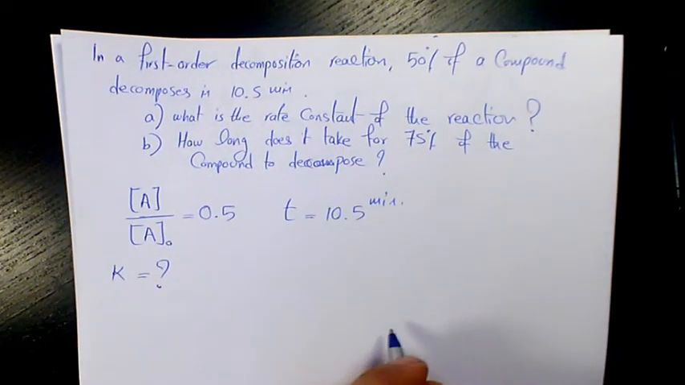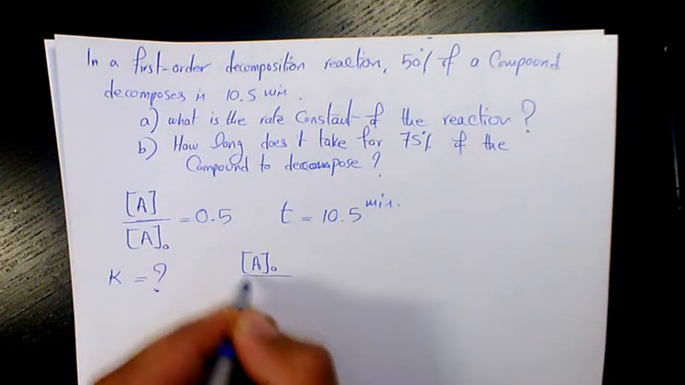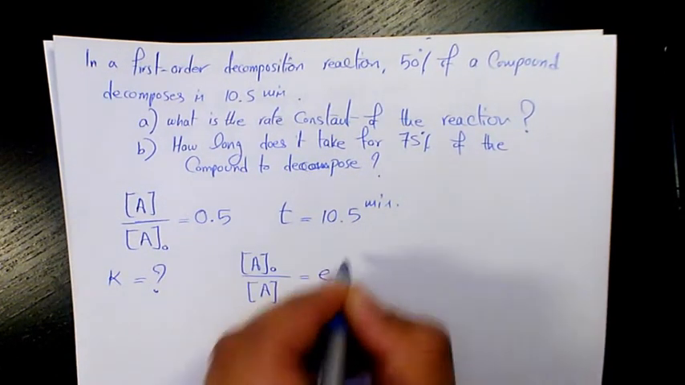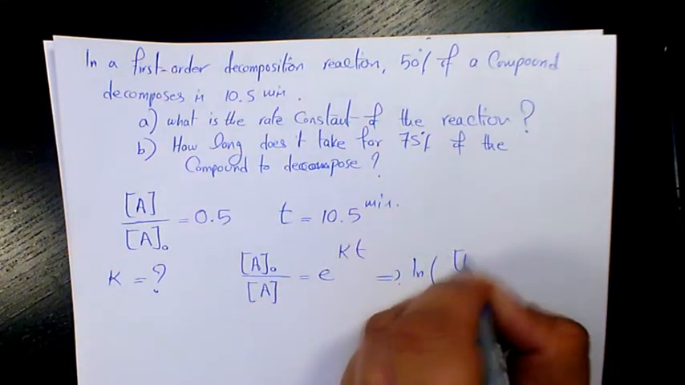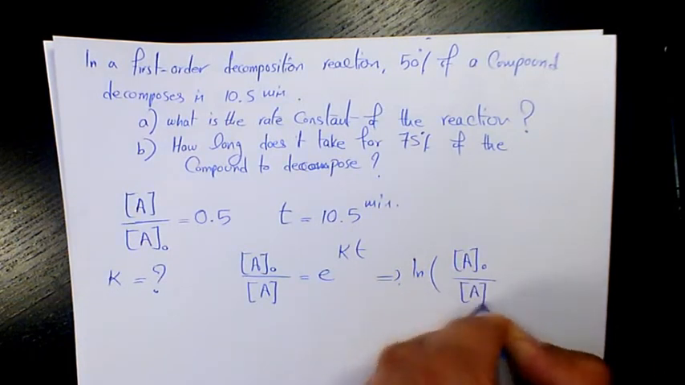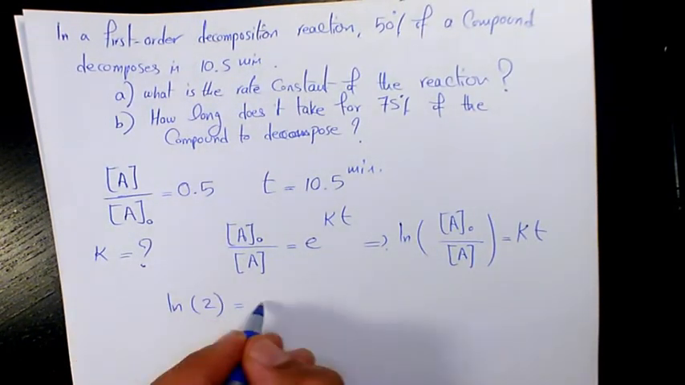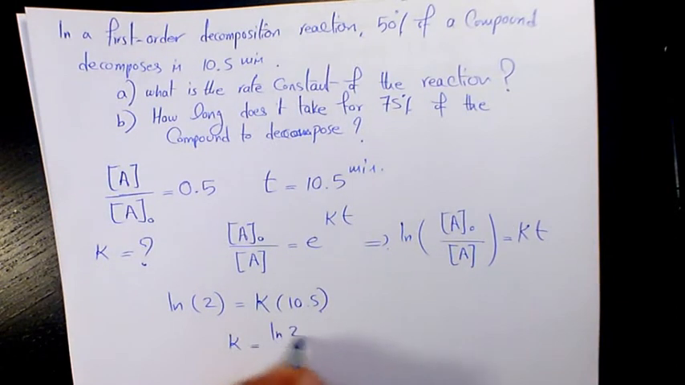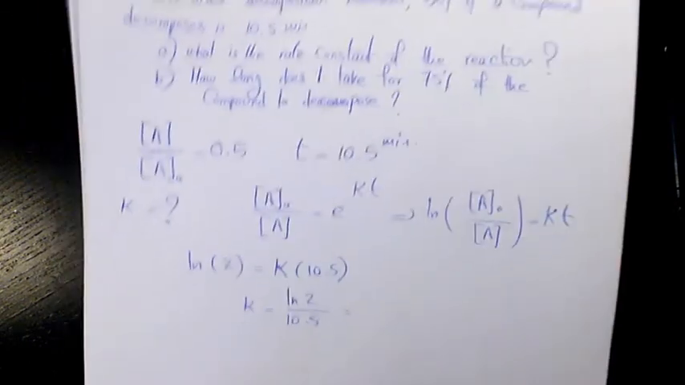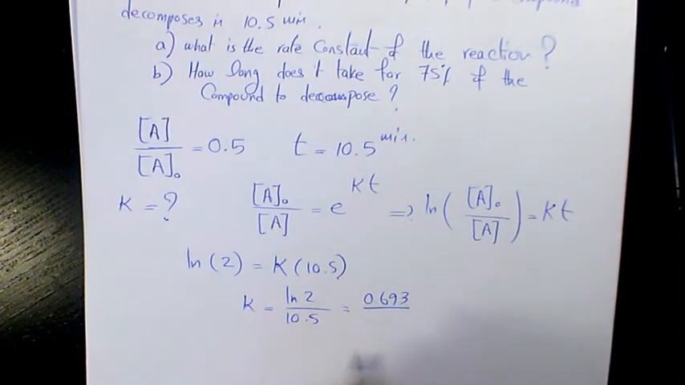Let's do part A first. So we're going to say A naught over A is going to be equal to e to the power of kt. Or you can say ln of A naught over A equals K times T. So that's going to be the inverse of 0.5, which is 2. So ln 2 equals K times 10.5. So K will be ln 2 divided by 10.5. Ln 2 is 0.693 divided by 10.5.